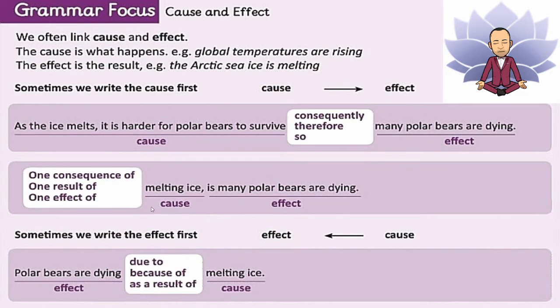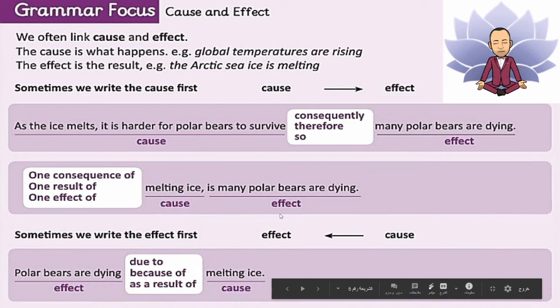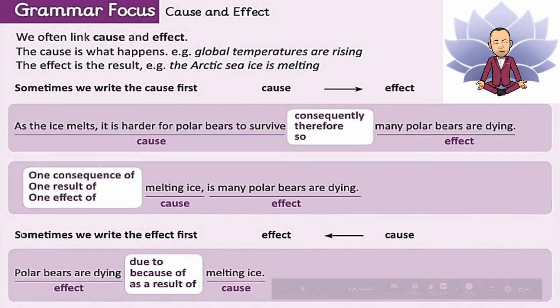Melting ice is the cause, and it is a noun. Many polar bears are dying, and this is the effect. The last type, we have the effect comes first, then the cause. We have polar bears are dying. This is the effect, due to or because of or as a result of melting ice. And melting ice is the cause, and it is a noun.